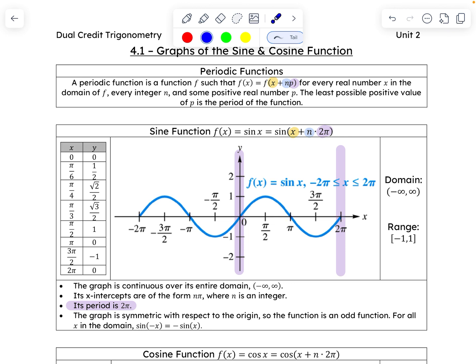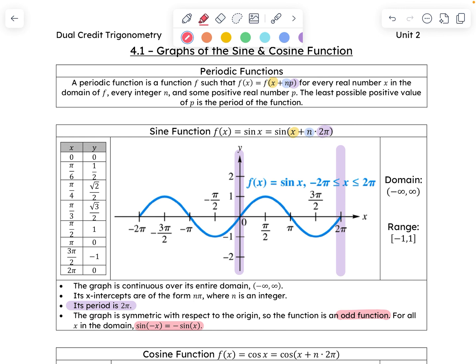I already talked about how its period is 2 pi. And then the graph is symmetric with respect to the origin. So what that means is that it is an odd function, and for all x in the domain, sine of negative x is equal to negative sine of x. That also means it has rotational symmetry. Odd functions have rotational symmetry.